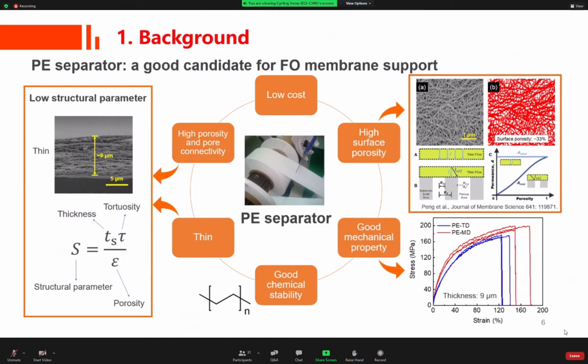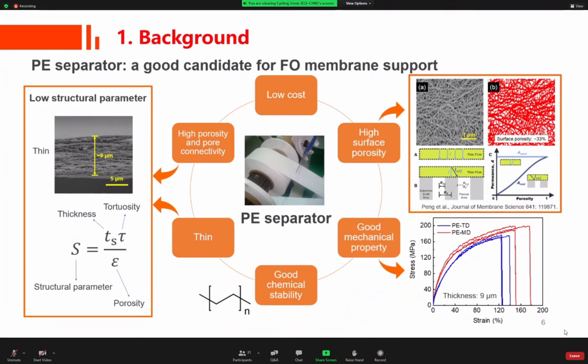The PE membrane has a large surface porosity of about 30%. The large surface porosity helps improve water permeability of an FO membrane by shortening the water diffusion path through the active layer. In addition, it has superior mechanical strength and chemical inertness, ensuring the stability of the FO membrane. Furthermore, the low cost of the PE support increases the commercial viability of the FO membranes. These advantages make the PE separator suitable for use as an FO membrane support.